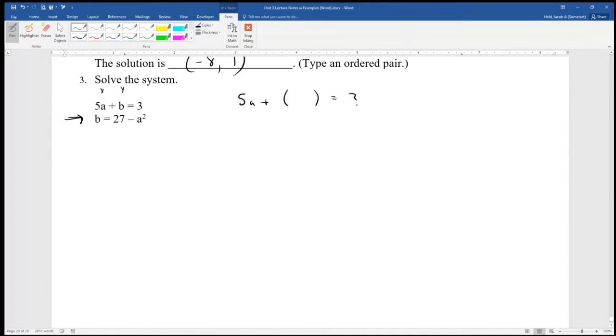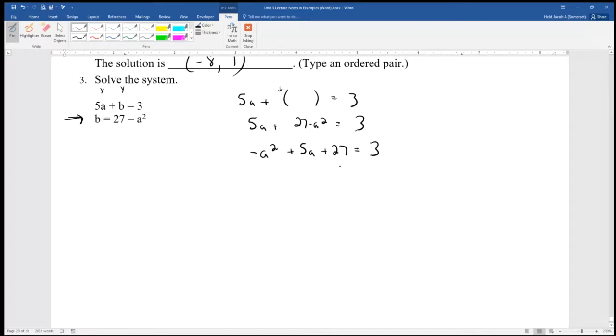So I drop out the b. So I plug that in. I didn't have a coefficient there, so I just didn't write the parentheses. I don't have any like terms here, but if I write this in descending powers, so I put the negative a squared first, positive 5a, positive 27 equals 3.